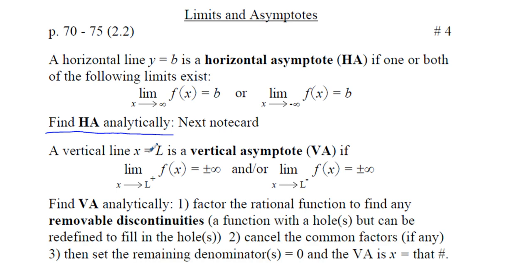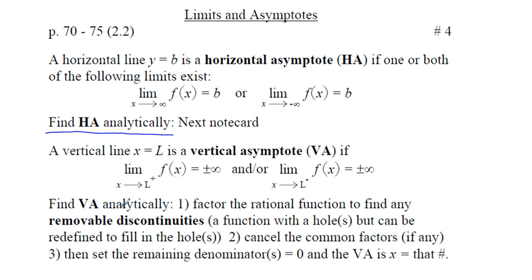And a vertical line, x equals L, is a vertical asymptote, VA, if the limit as x approaches L from the plus or from the right side of f of x equals plus or minus infinity, and or the limit as x approaches L from the left side of f of x equals plus or minus infinity.